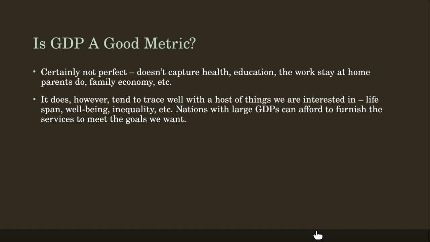However, GDP does trace really well with a host of things we are interested in. We're interested in how long people live, what their well-being is, what the inequality within the country is, and multiple other things. So what we find is that nations with large GDPs can afford to furnish the services to meet the goals we want. So richer countries can afford better education. And even though GDP doesn't tell us how healthy citizens are, we do know that wealthier countries and countries with higher GDPs can afford better health services to take care of their populations.